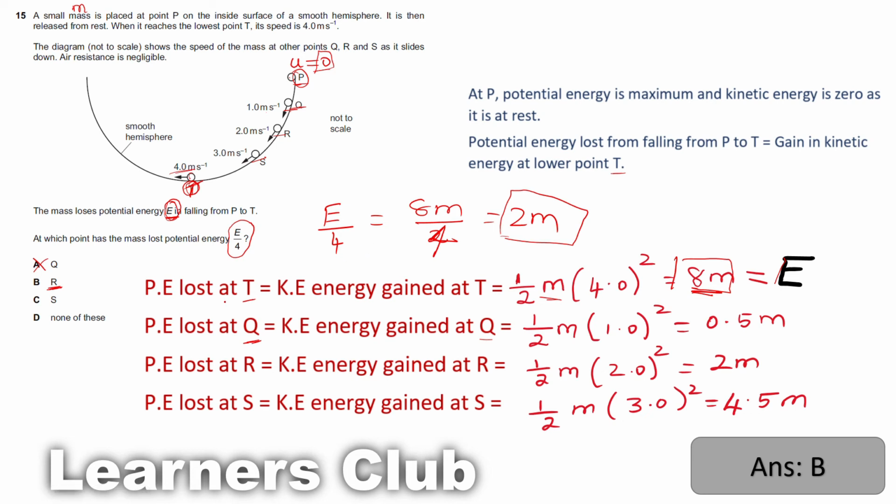So again, S is not the answer. None of these are the answer. That is incorrect because R is the point where the energy lost, potential energy lost by E by 4 is applicable. Therefore, the answer for this option is B.